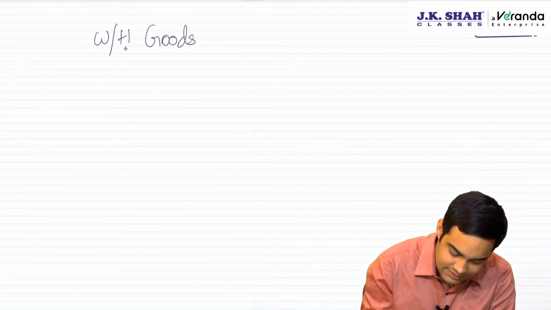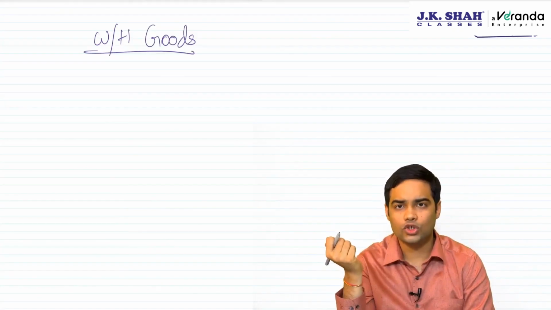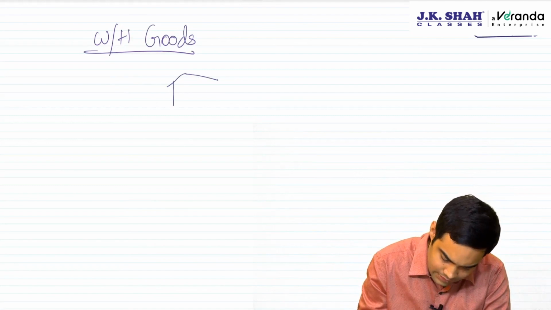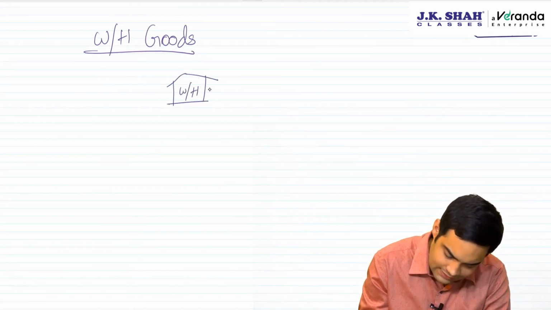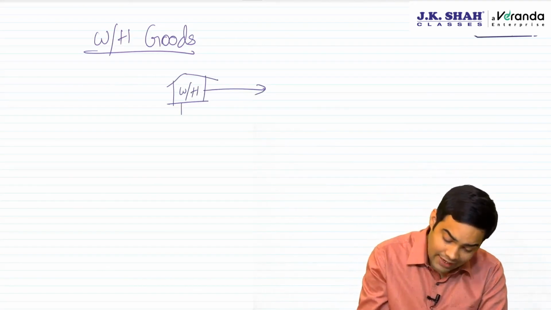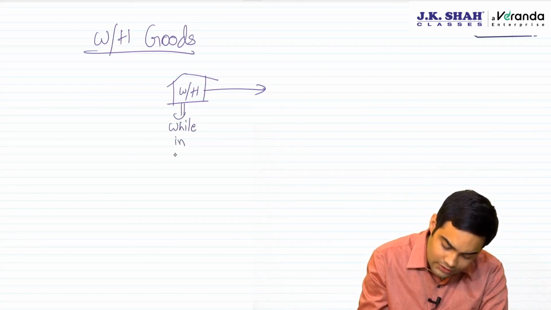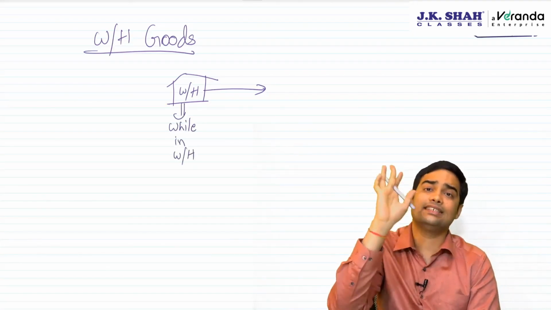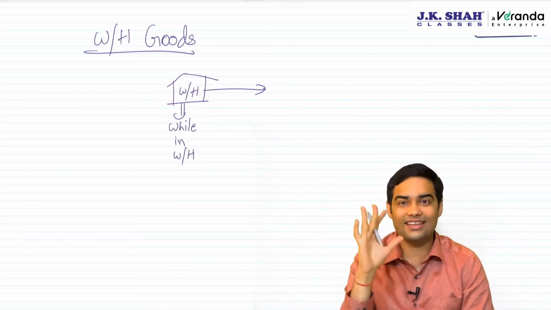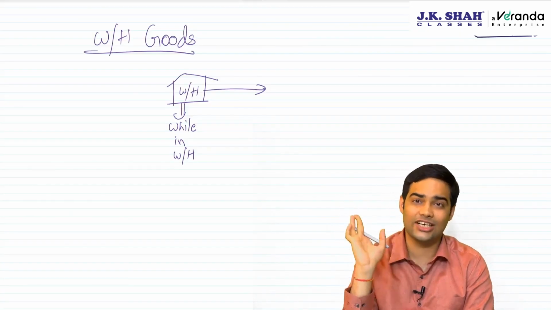Now, what happens in case of warehoused goods? See, when you talk about warehoused goods, you have stored the goods in a warehouse and now you are selling these goods. You are selling these goods while they are in the warehouse. While they are in the warehouse, if you sell the goods, then GST is not applicable because it is covered by the negative list, Schedule 3.